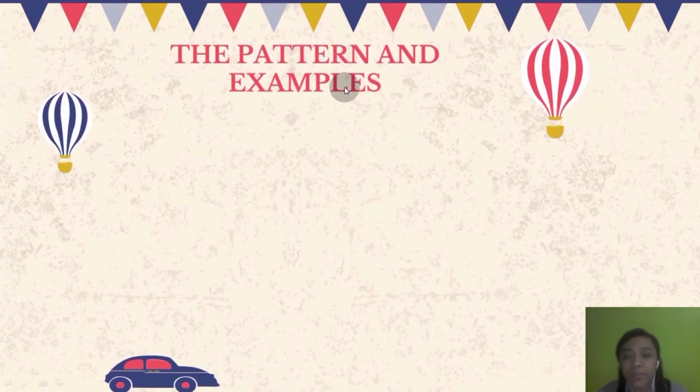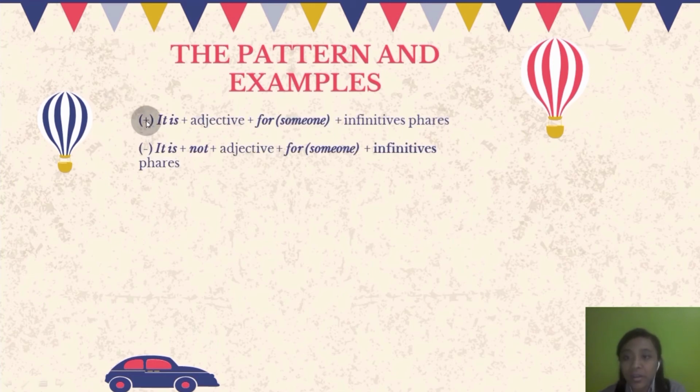The first one, I want to explain about it plus infinitives using for someone. There are some patterns and examples, the pattern for positive sentence and negative sentence. For positive sentence, we have it is plus adjective plus for someone plus infinitive phrase. And for the negative sentence, it is plus not plus adjective plus for someone plus infinitive phrase. So the difference between the two patterns is that in the negative we have not between it is and adjective.